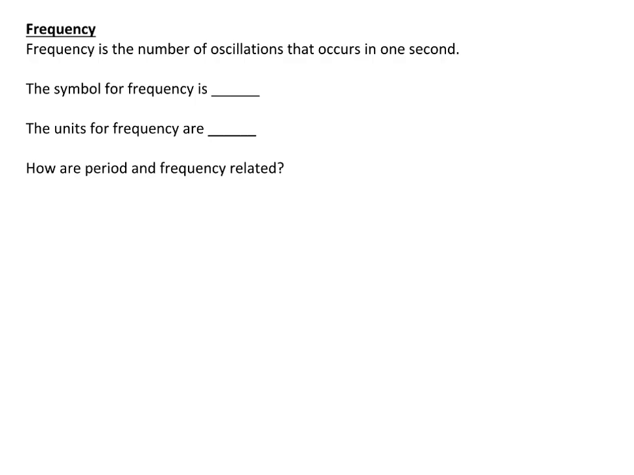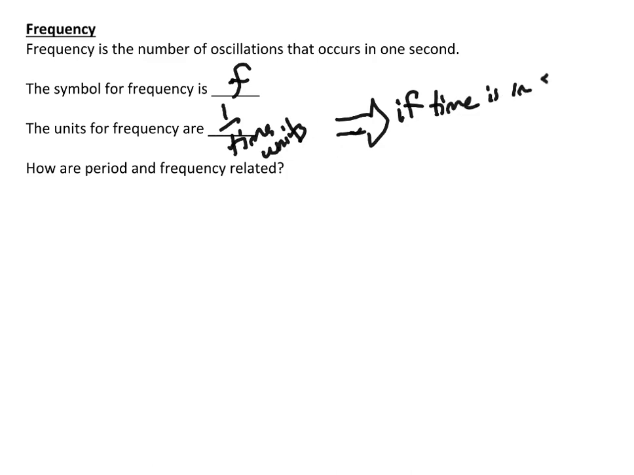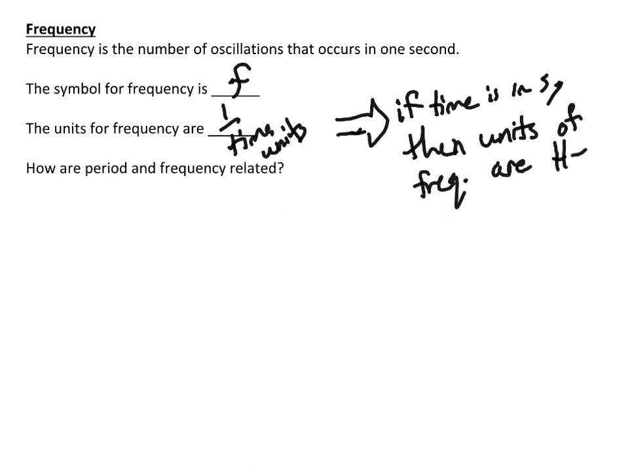The last thing we want to learn about is frequency. Frequency is how many oscillations happen in 1 second. The symbol for it is F, and the units are 1 over time units. And if time is in seconds, then that means the units will be 1 over seconds. Then the units of frequency are 1 over seconds, and the short form for that is a hertz. So you'll see hertz as the most common unit of frequency, which just means 1 over seconds.